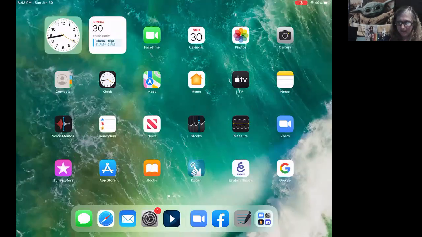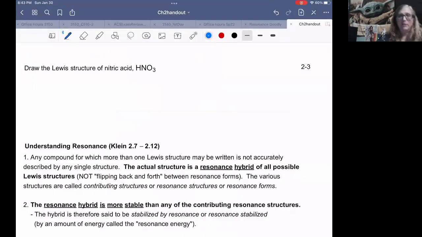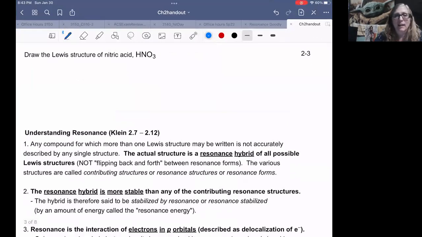All right, let's take a look at page 3 of our lecture notes. Let's come back to another example of a Lewis structure. This one's maybe a little more complex than the examples we looked at before. How about the structure of nitric acid?